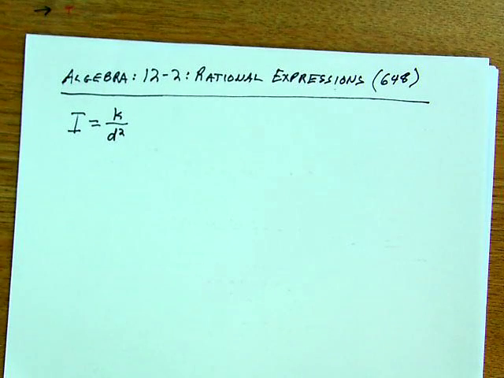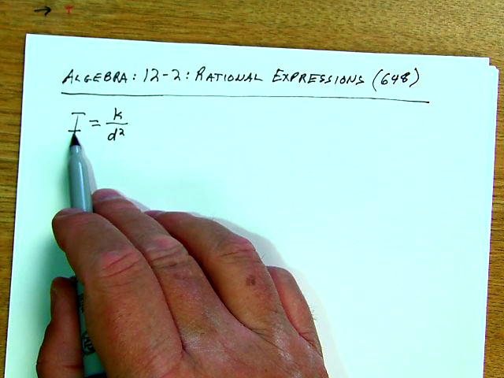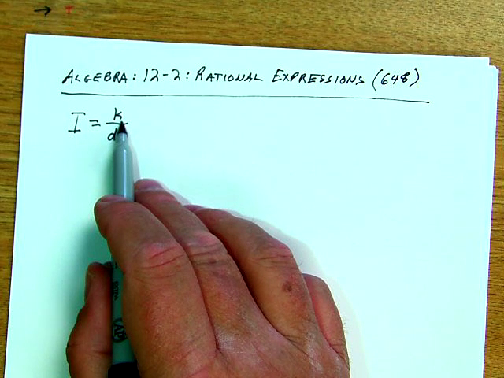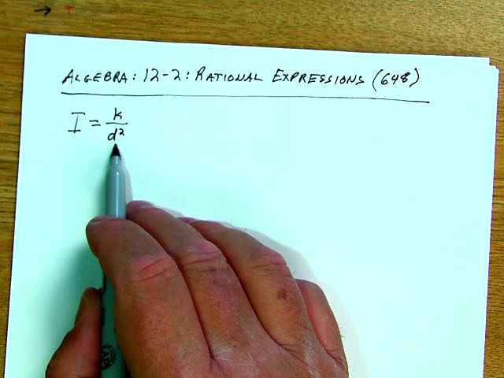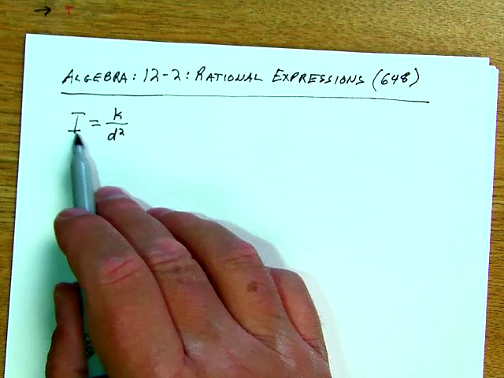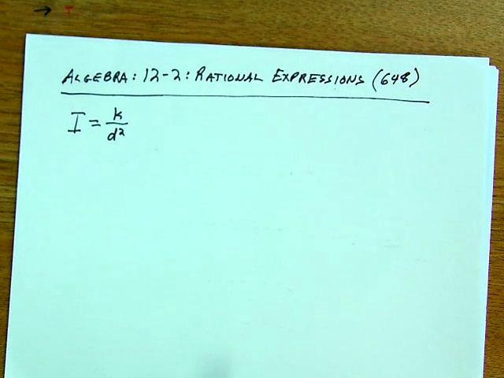By the way, this is the formula that tells you the projection of an image, the intensity of that image, is equal to the value k, which in this case is how bright your light bulb is, divided by the distance squared. So as your distance gets bigger, your image gets less bright. Okay? All right.